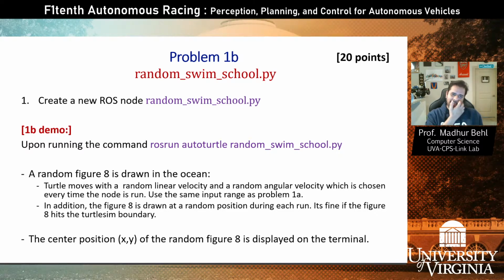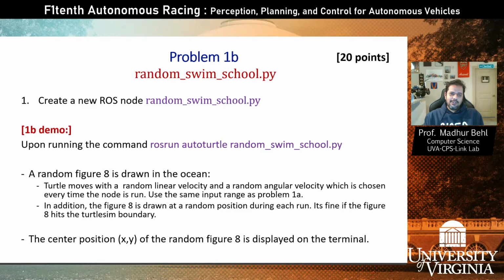So in the previous problem, you were asking the user to input stuff, but here a random figure eight is drawn, and I want to go over all the different randomizations that you have to include. Firstly, you have to choose a random linear velocity and a random angular velocity, and you can use the same ranges as the previous problem 1a to make this choice. But it should be randomized, so don't hard code some values in your code which lead to good circles. Every time this node is run, a random value is chosen.